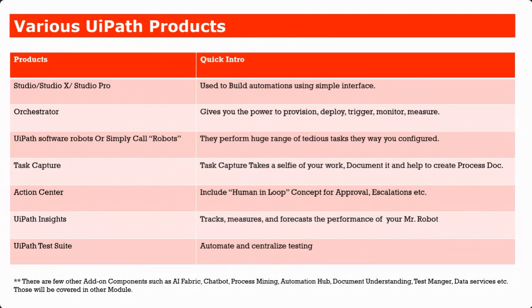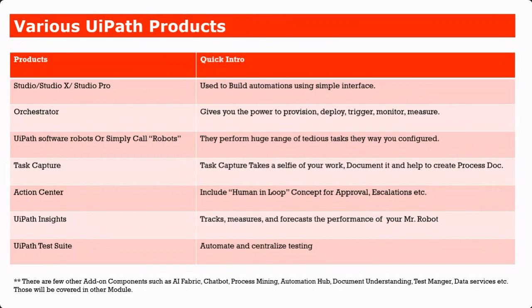Then we have Action Center. We all know bots can go bonkers if they are not being controlled. So many times we put a human in the loop so that a human can look at and validate that the bot is doing what it's supposed to do. And then there is also a concept of approval, escalation, or SLAs. All those things can be controlled and managed using Action Center. So Action Center is another tool which gives you the capability to put a human in the loop so that you can design a workflow using the concept of approvals and escalations, right?